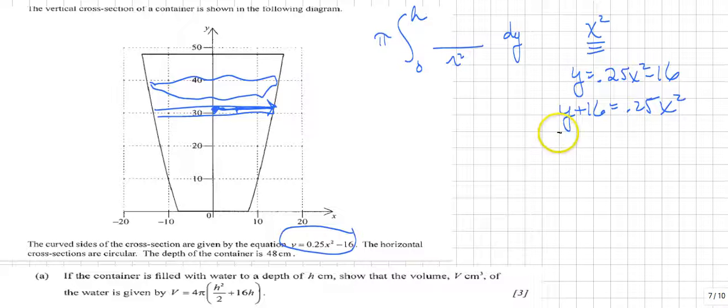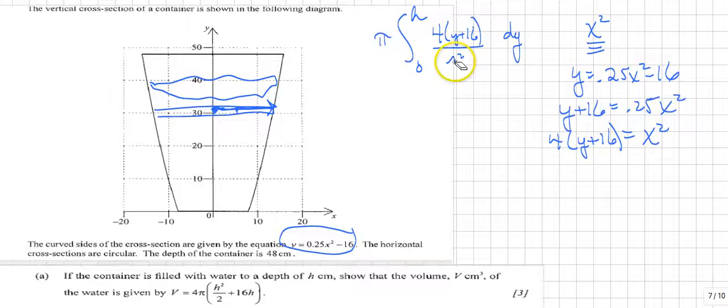So we have 4y plus 64, except I'm not going to distribute it because I'm looking at their answer. So it's 4 times y plus 16, and that is equal to x squared. That's what goes into the integral: 4 times y plus 16, and that's the radius squared. Let me take this out of here now since we don't need that anymore.